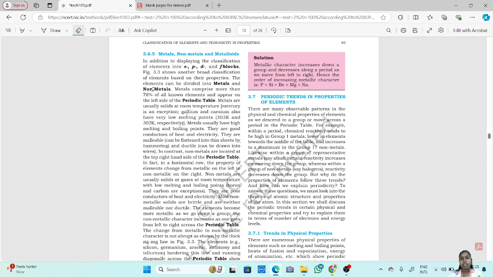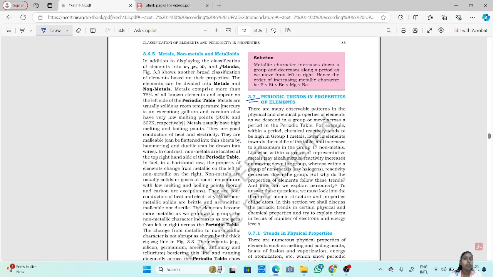Now what are the trends that are followed by the periodic table? There are many observable patterns in the physical and chemical properties of elements as we descend in a group or move across a period in the periodic table. As I told you, the elements in the periodic table were arranged on the basis of their increasing atomic masses, right?